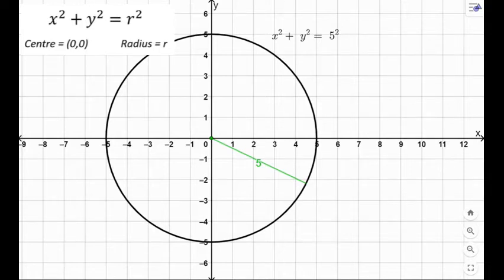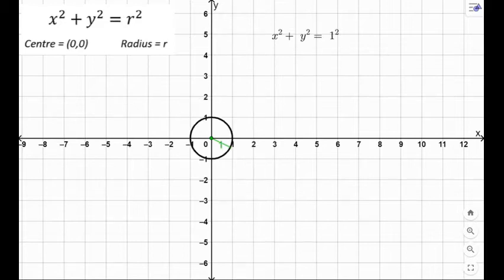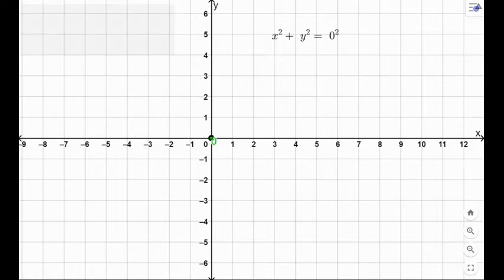Or 5 squared. We can bring it back down to 1. We can bring it to anything in between as well. We can also bring it back down to 0. That's a strange thing. It's called a point circle because it has a radius of 0, but it's expressed as x squared plus y squared equals 0.